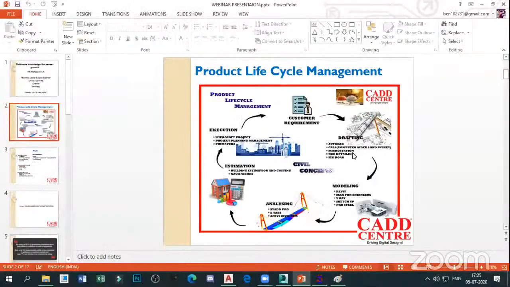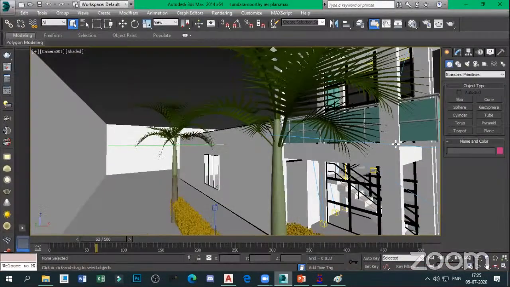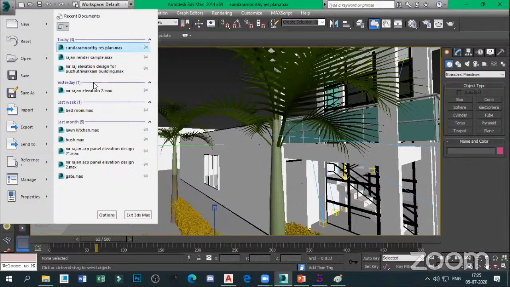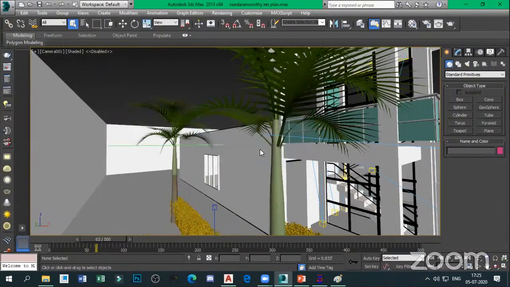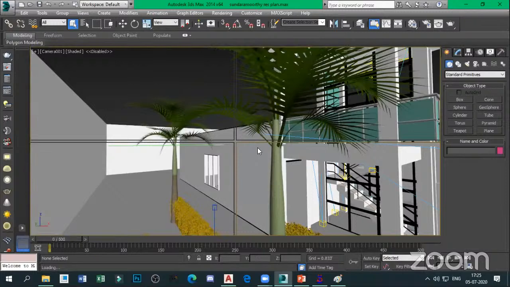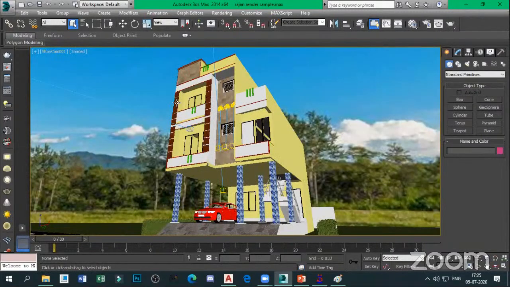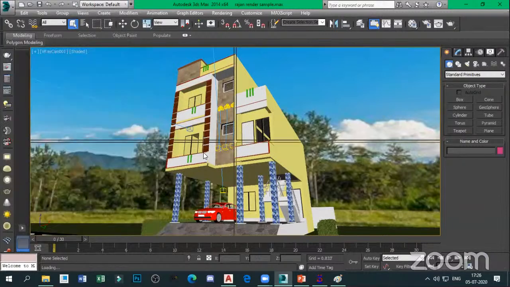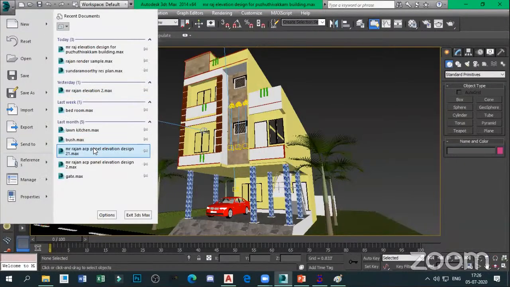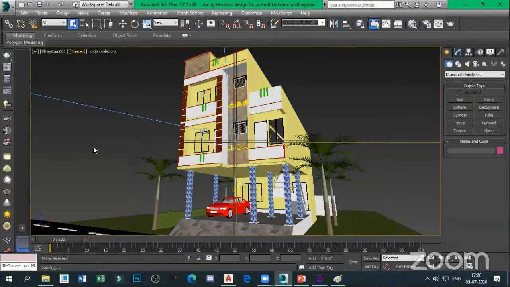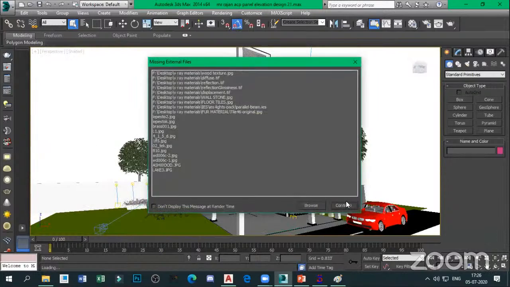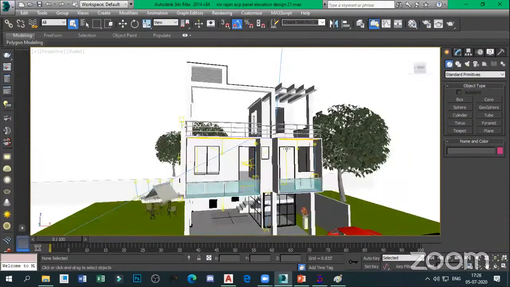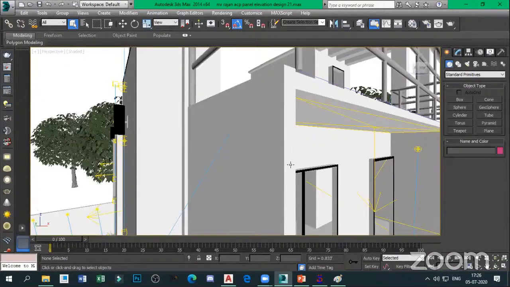I'll show the platform for you. This is the 3ds Max platform. You can see that, right? I'll show some other designs. You can see this. It's more designed. You can see this, right? So these are all the platforms. This is the 3ds Max platform. You can design interior designing works, then exterior architectural works.